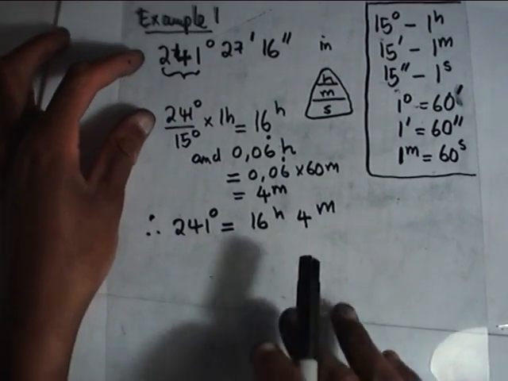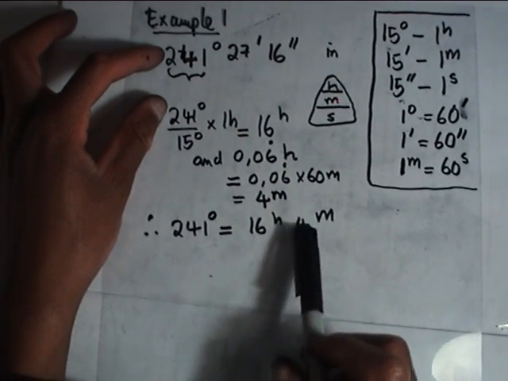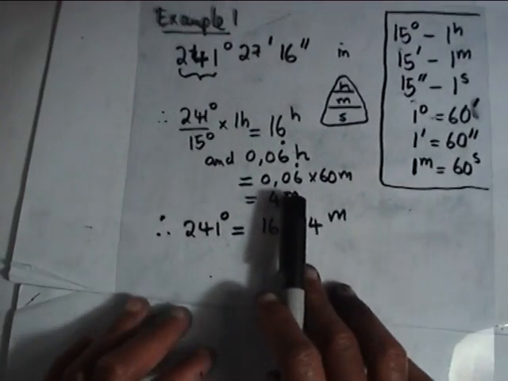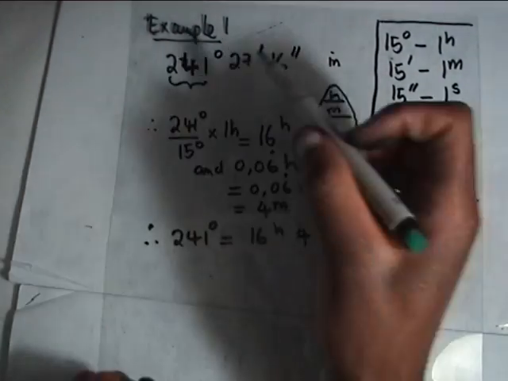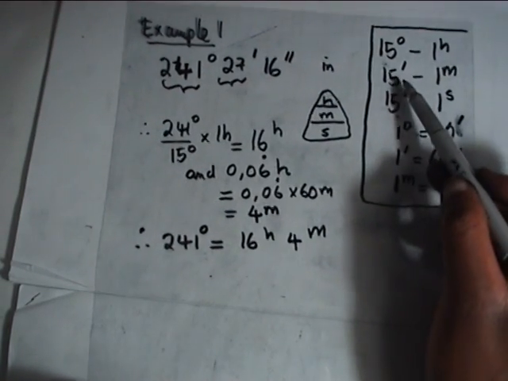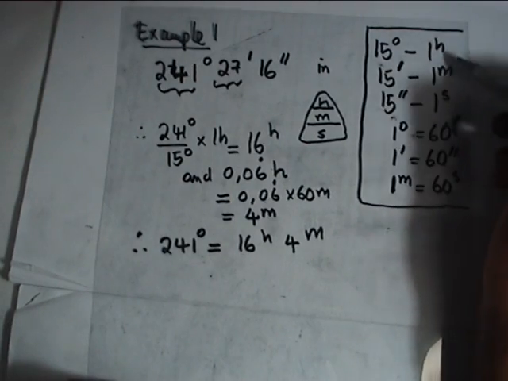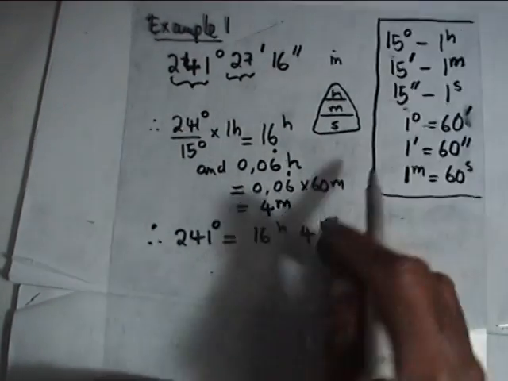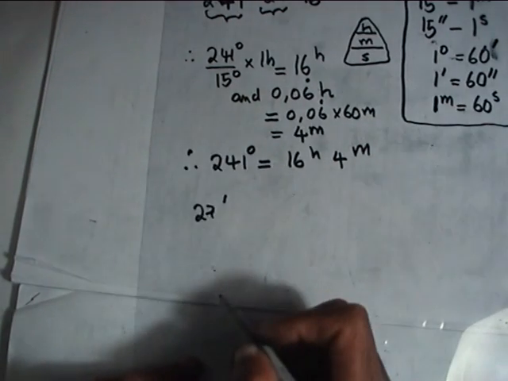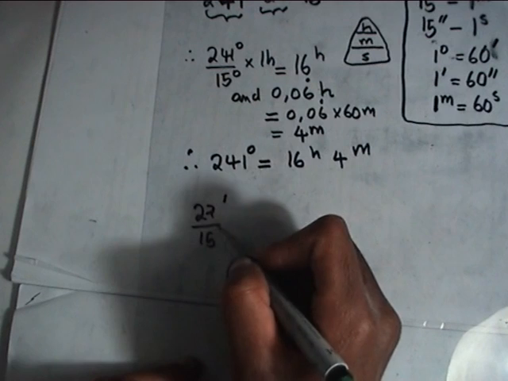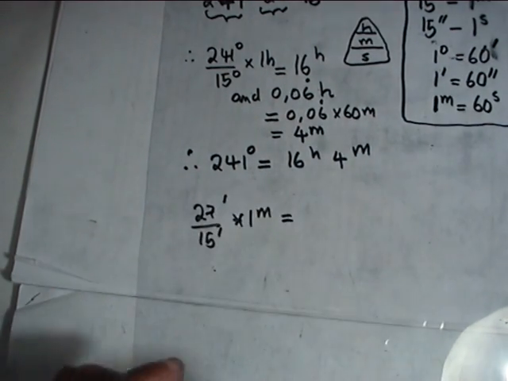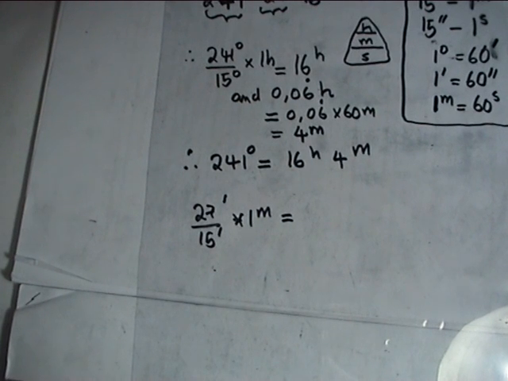Now I've converted this first part to 16 hours 4 minutes. Let's move on to the next part, 27 minutes. For 27 minutes, for this part here, I'm going to use this conversion for minutes. 15 arc minutes are equal to 1 time minute. So let's do that. What about 27? So 27 arc minutes over 15 arc minutes multiplied by 1 minute. I will get, what do I get? 27 over 15.